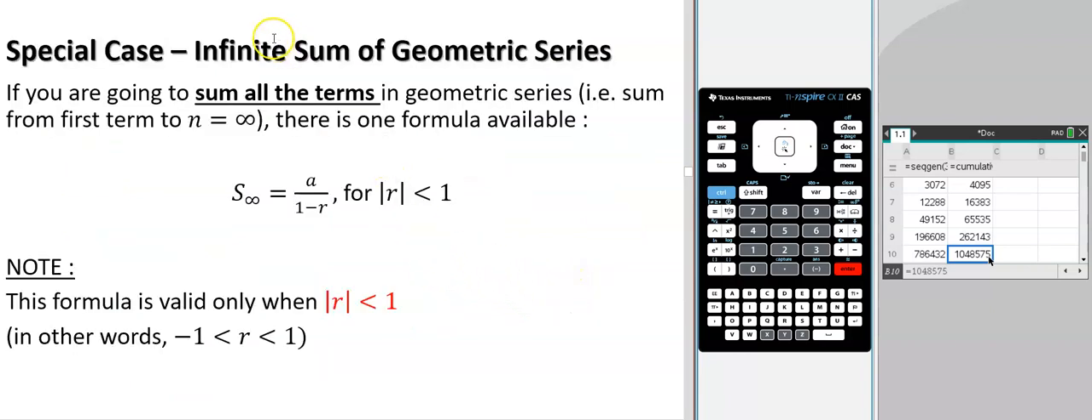So a special case: the infinite sum of a geometric series. If you are going to sum all the terms in a geometric series, that means from the first term until infinite, there's one formula available, which is S infinity equals A divided by 1 minus R. It's only applicable for absolute R less than 1, which means R between -1 and 1. If the question asks you to sum all the values, let's look at the question over here.